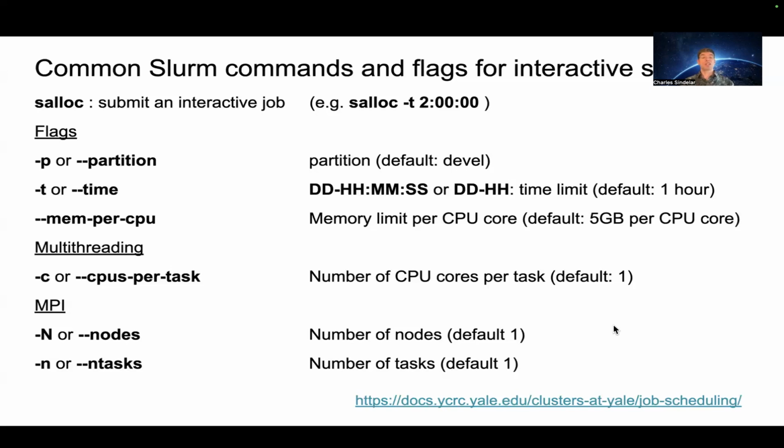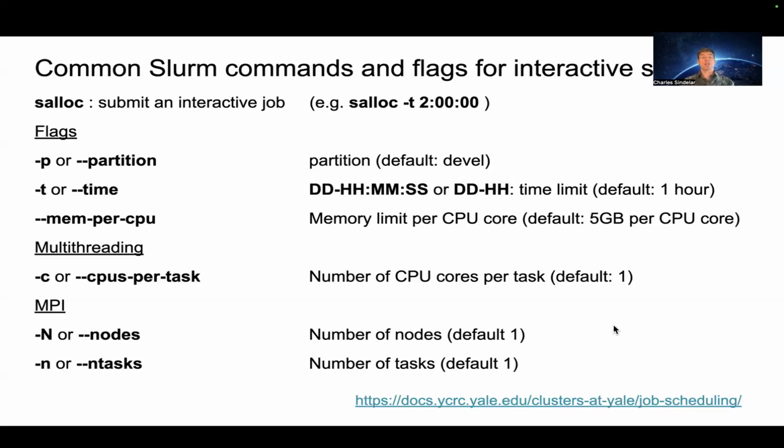Those are the 2 kinds. And for multi-threading, the relevant option is CPUs per task or -c. So for applications that have multi-threading capabilities, you can change this number to be greater than 1.